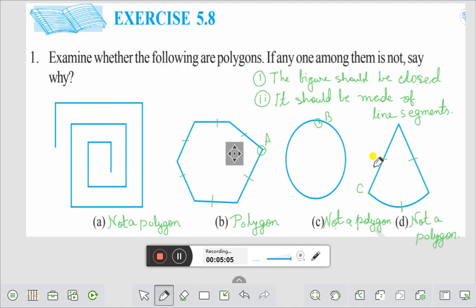In this figure, you see this is a closed figure, but this and this are line segments, but this is not a line segment, it is a curve. Therefore, this is not a polygon. This is the solution of question number 5.8.1.